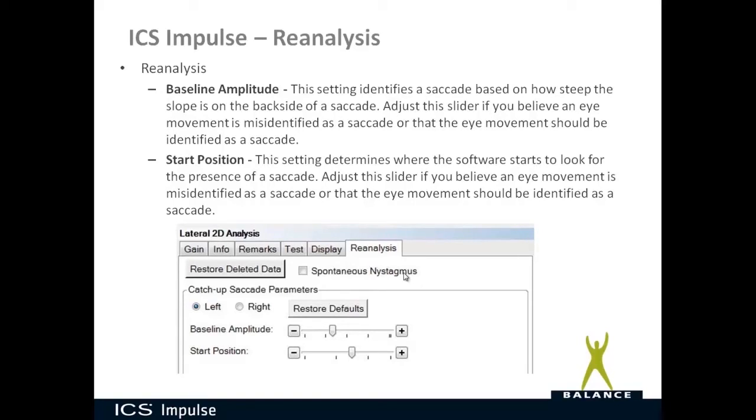So what this does is you have two slider bars, a baseline amplitude and a start position. The baseline amplitude setting identifies a saccade based on how steep the slope of the back side of the saccade is. Adjust this slider if you believe an eye movement is misidentified as a saccade or that the eye movement should be identified as a saccade. And then the other option is the start position. This setting determines where the software starts to look for the presence of a saccade. And again, if you believe that the algorithm didn't function properly, then you can change this.